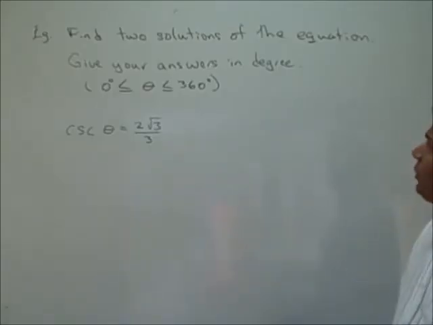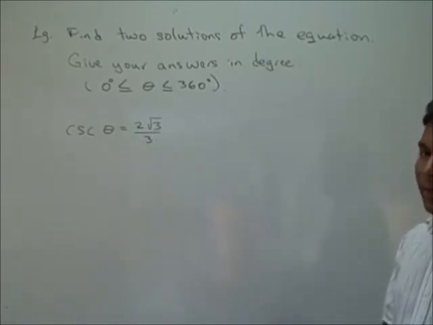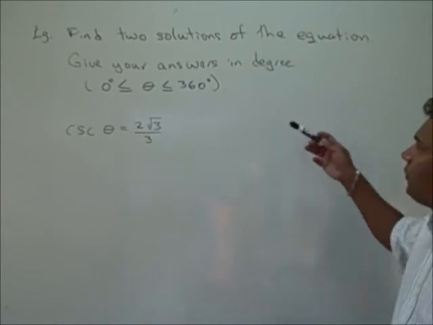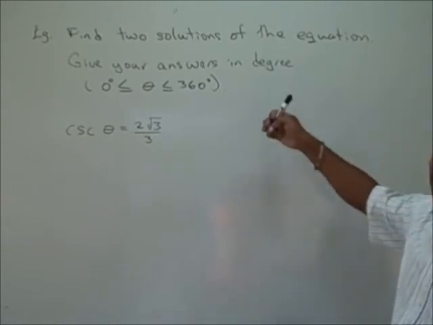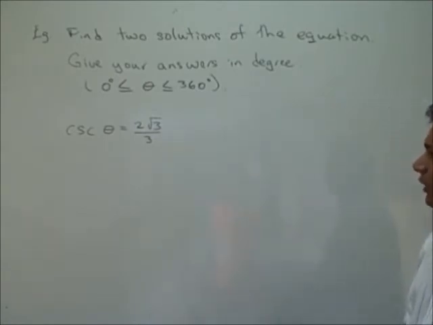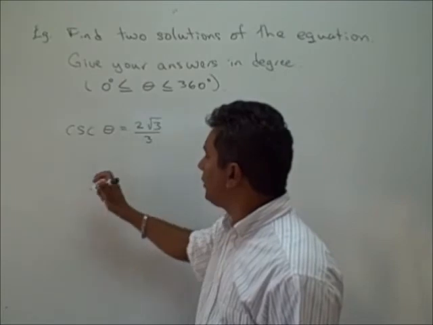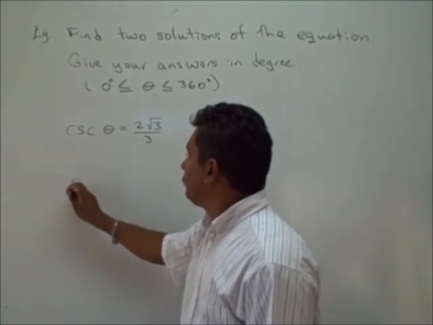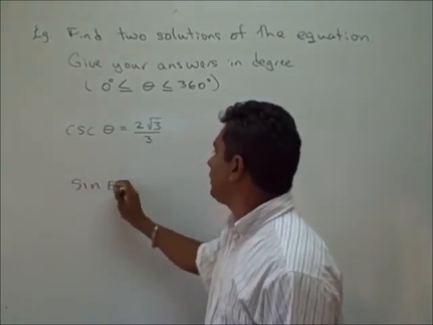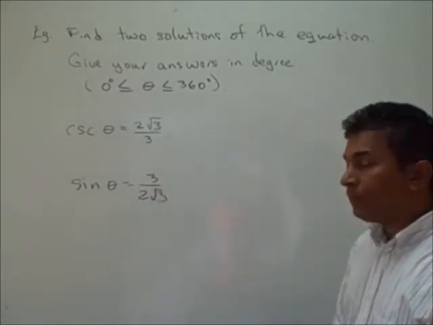In this example, we're solving the equation cosecant theta is equal to 2 radical 3 over 3. We're asked to find two solutions, and we're given our answers in degrees. And we know that theta is in between 0 and 360 degrees. From our identities, we know that cosecant theta is equal to 1 over sine. So if we find the inverse of this, sine theta will be equal to 3 over 2 radical 3.